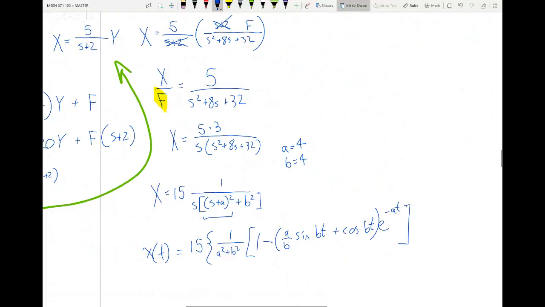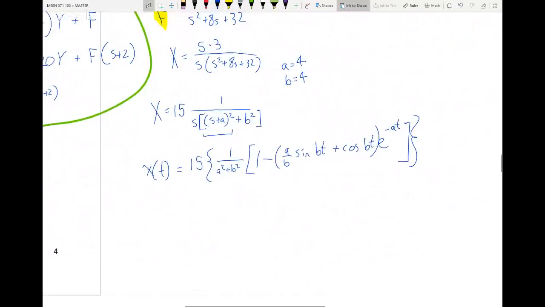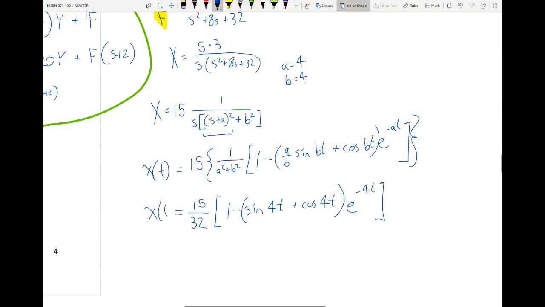Parentheses there, bracket there. Okay. Plugging in our a's and b's, it's not quite as nasty as it looks. This turns into 15/32 times [1 minus sine of 4t plus cosine of 4t], all times e to the negative 4t. Okay, and that is going to be our x of t right there.